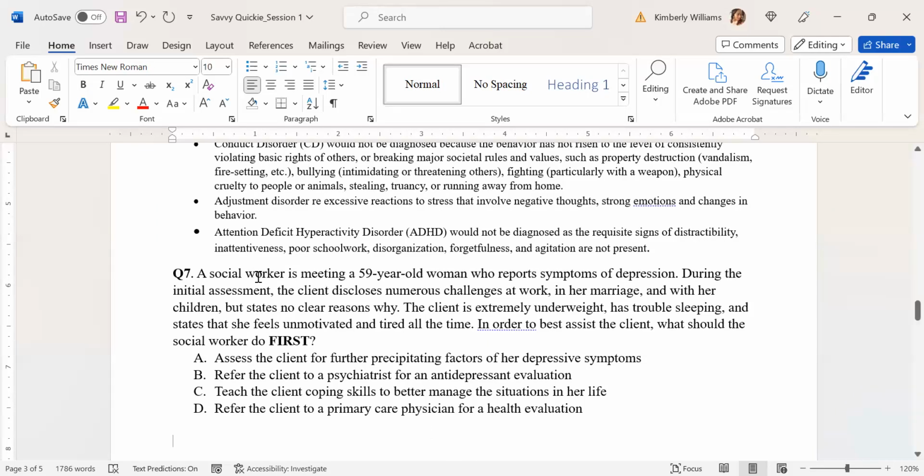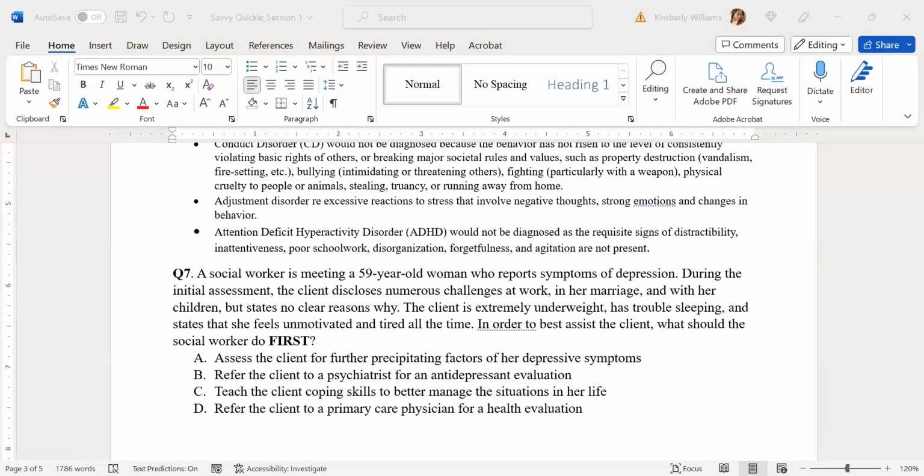A social worker is meeting with a 59-year-old woman who reports symptoms of depression. During the initial assessment, the client discloses numerous challenges at work, in her marriage, and with her children, but states no clear reasons why. The client is extremely underweight, has trouble sleeping, and states that she feels unmotivated and tired all the time. In order to best assist this client, what should the social worker do first?